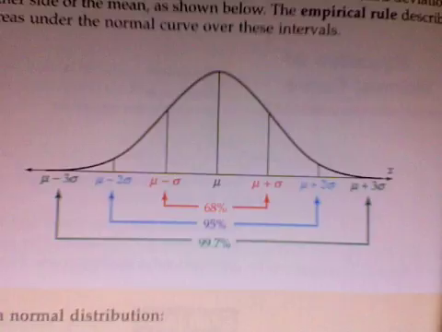If you go all the way out to 2 standard deviations below or above the mean, the light blue range there, your chances increase to 95%. So pretty certain it's going to fall in there. And with 3 standard deviations, you encompass 99.7%.